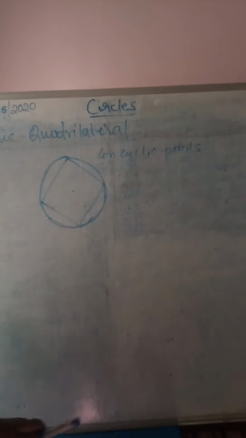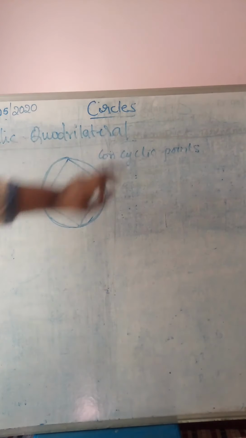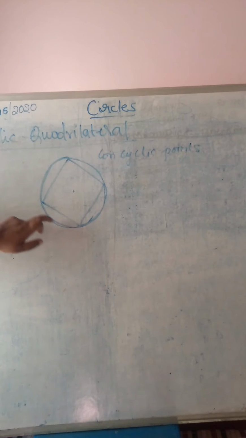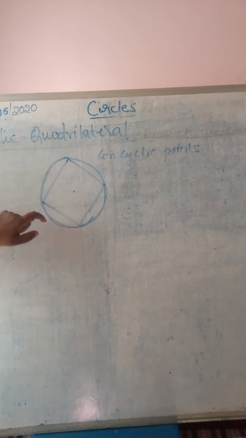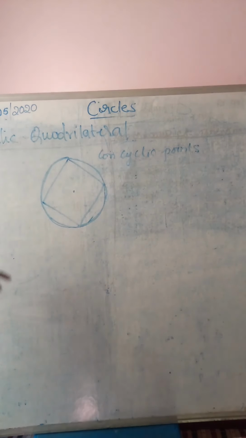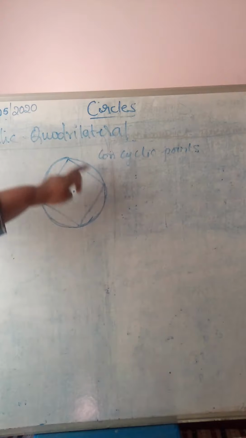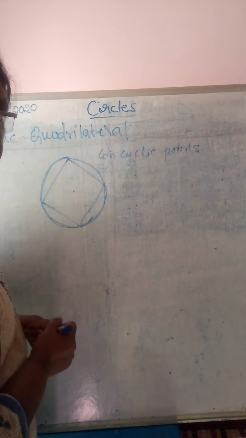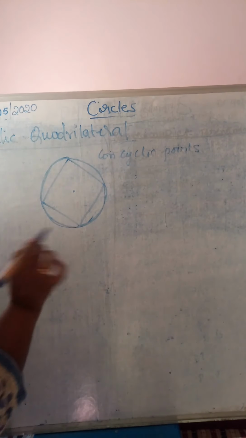Children, you will be learning about cyclic quadrilateral. When a quadrilateral is drawn and a circle is drawn around the quadrilateral, that is when a circle is circumscribed around a quadrilateral, then we call this quadrilateral a cyclic quadrilateral. Okay, I hope you understand that. We have already learned it.